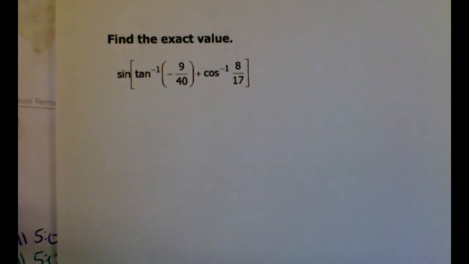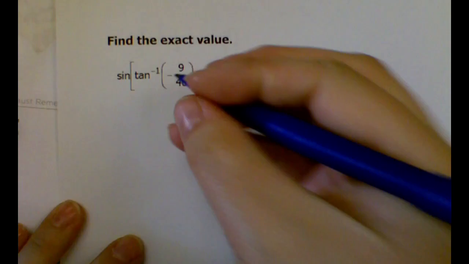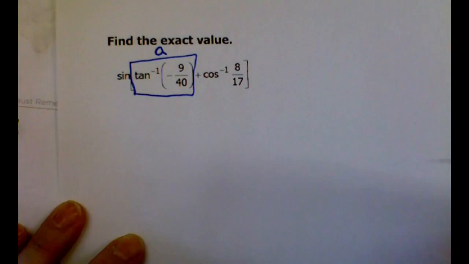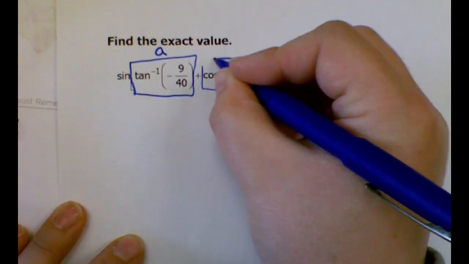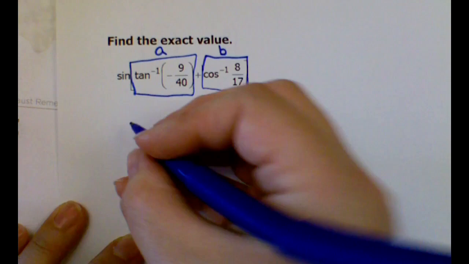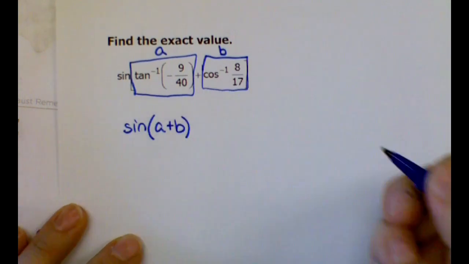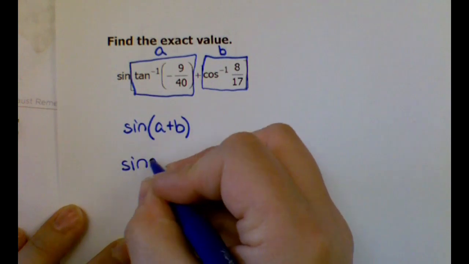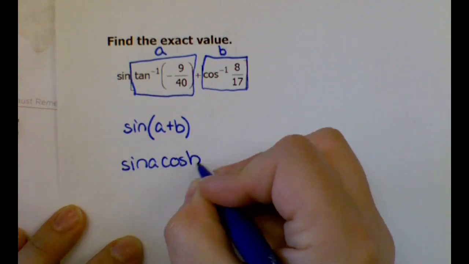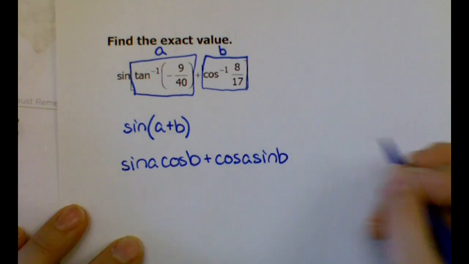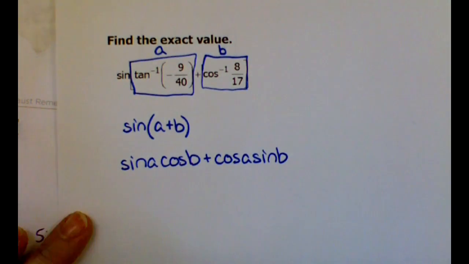And another. This one, I actually would say, all right, the tangent inverse is an angle. Let's call it A. Cosine inverse is an angle. Let's call it B. I want the sine of A plus B. Okay, I can break that apart. It's the sine of A times the cosine of B plus the cosine of A times the sine of B. Now we have to figure out what A and B are.